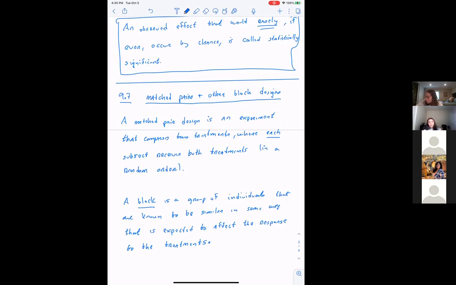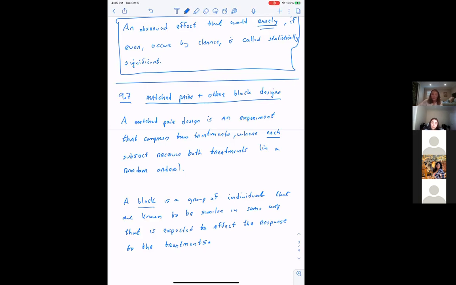Can anyone think of one? The individuals all have the same disease or something, and they all use a new medicine and see how it affects them. So you're testing some medication, and a block would be all the people who have a certain condition. Yeah. Okay.